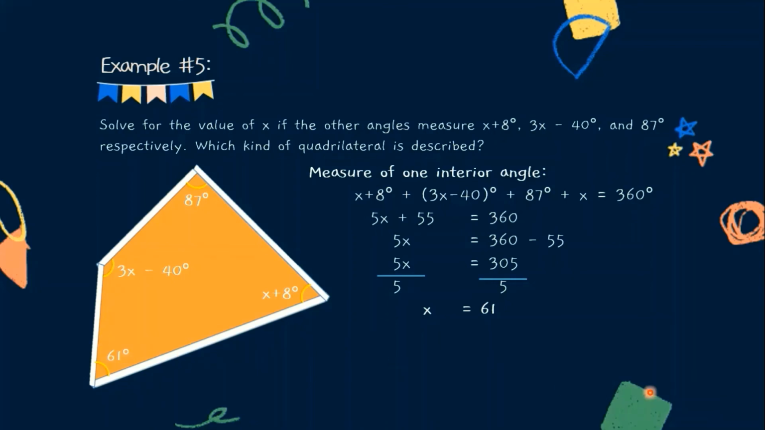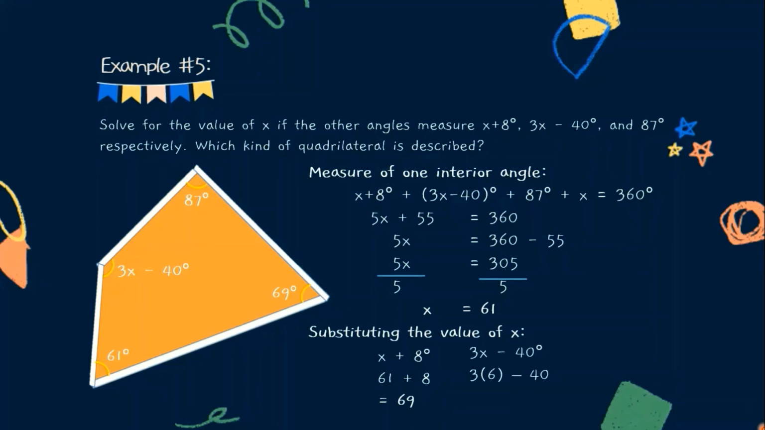Now that we know the value of x, let's substitute the value of x for the other two. Sa x plus 8, substituting x with 61, 61 plus 8, it's equal to 69. Therefore, itong ating x plus 8 degrees ay katumbas ng 69 degrees. Substitute din natin yung value ng x dito sa isa pa nating expression. 3x minus 40 degrees. Yung x ay substitute natin by 61. 3 multiplied by 61 minus 40. Yan ay magiging 183 minus 40. Ang sagot ay 143. Kaya naman itong ating 3x minus 40 degrees ay may katumbas na 143 degrees.